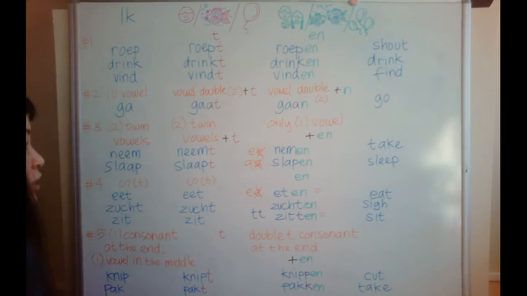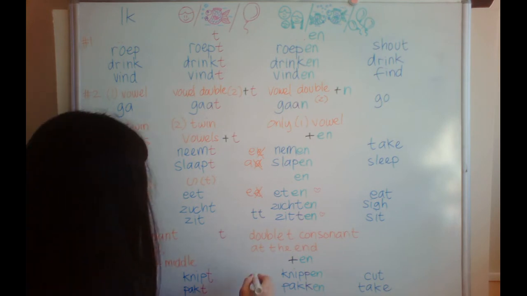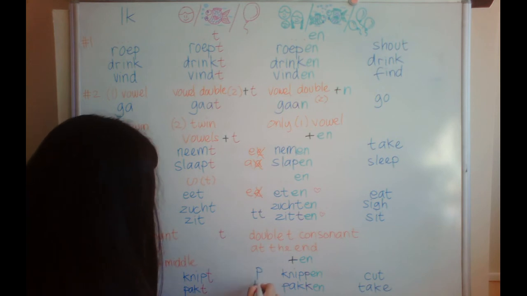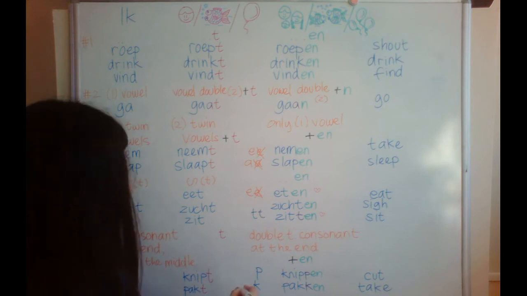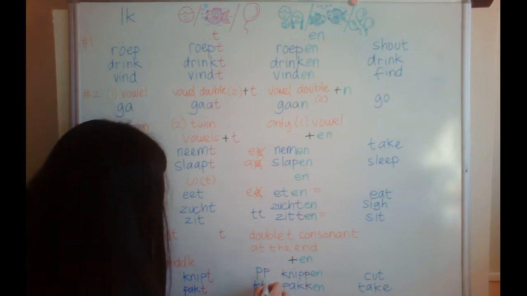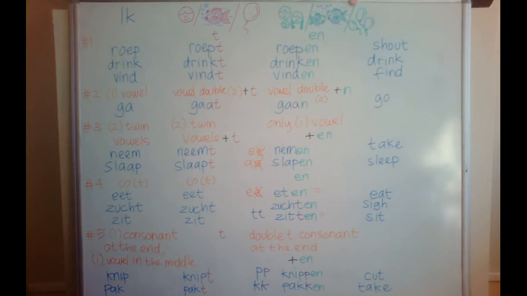But for subject that consists more than one, because it only has one consonant at the end, before we put AN or EN, we double the consonant first, and then we put the AN. Knip, knipt, knippen. Cut. Pak, pakt, pakken. Take.